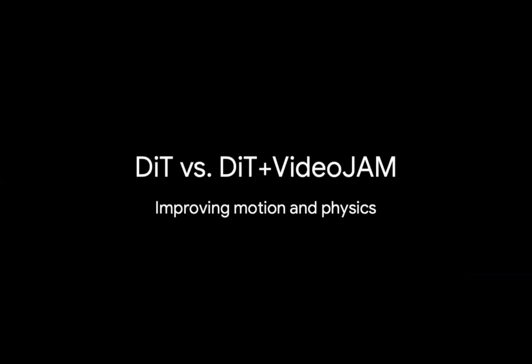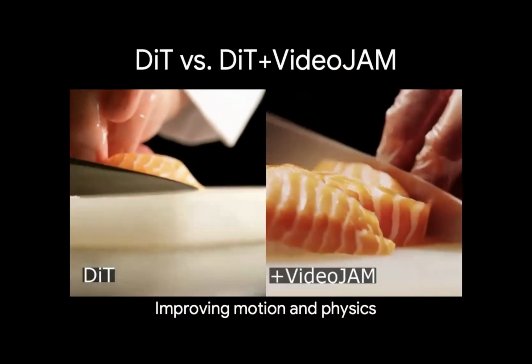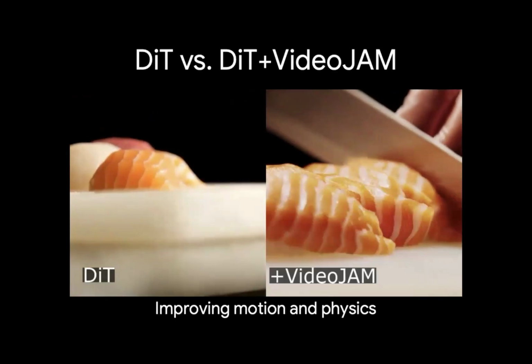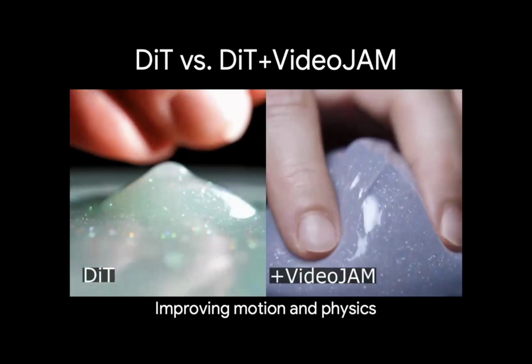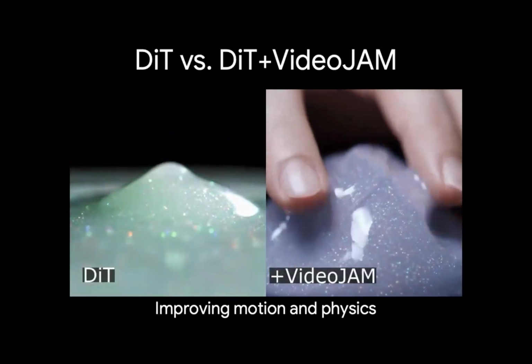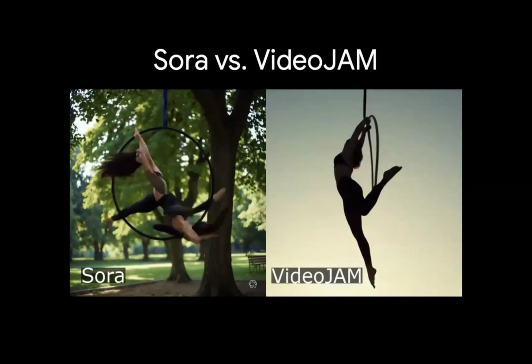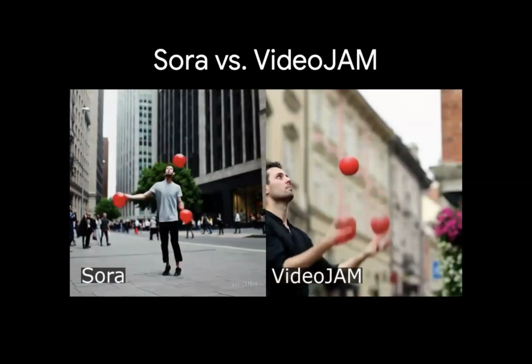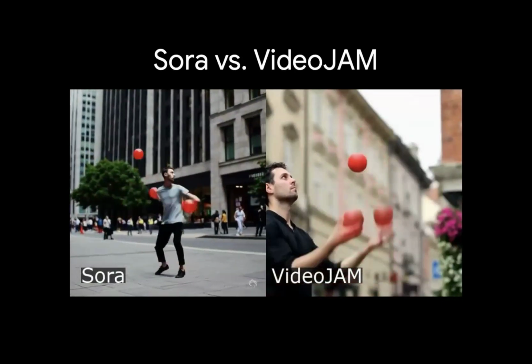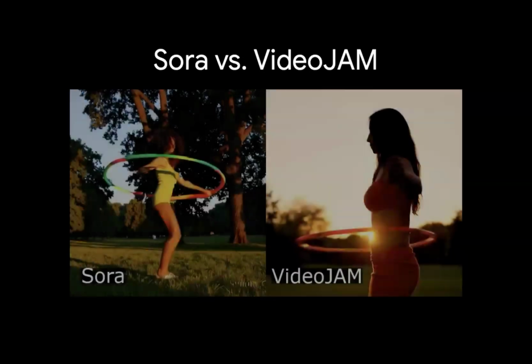And on the right is after we apply VideoJam. You can see how much our model improves the temporal coherence, the motion understanding, the physics understanding very significantly. It also improves drastically the temporal coherence and motion understanding in comparison to state-of-the-art models like OpenAI Sora.